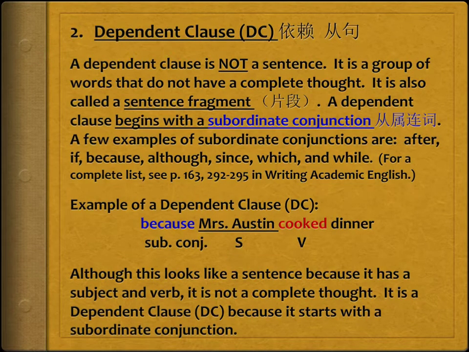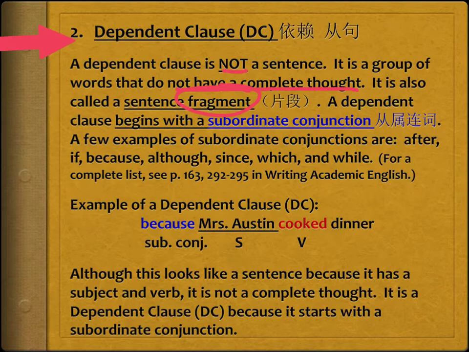The second kind of clause is a dependent clause. Dependent, meaning it depends on something else to make it complete. 依赖从句. It depends on something to make it complete. A dependent clause is not a sentence. It's a group of words that do not have a complete thought. It's also called a sentence fragment. This is a troubled area for ESL students, so pay close attention here.